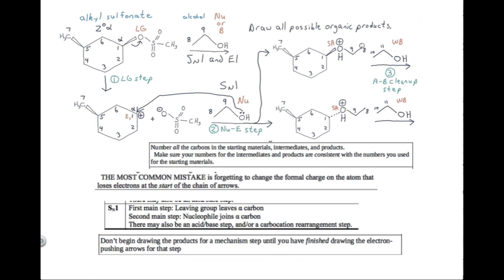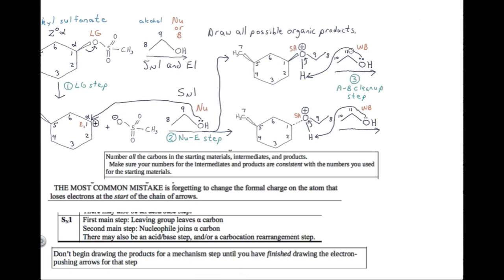Now we draw the electron pushing arrows for this acid-base cleanup step. Notice that to draw the electron pushing arrows accurately, you have to expand this picture, separate the hydrogen and the oxygen so that you can show the bond between them. I had to erase and redraw so I could show the bond between this hydrogen and this oxygen. I know that's tedious, but that's the only way to really show this mechanism accurately.